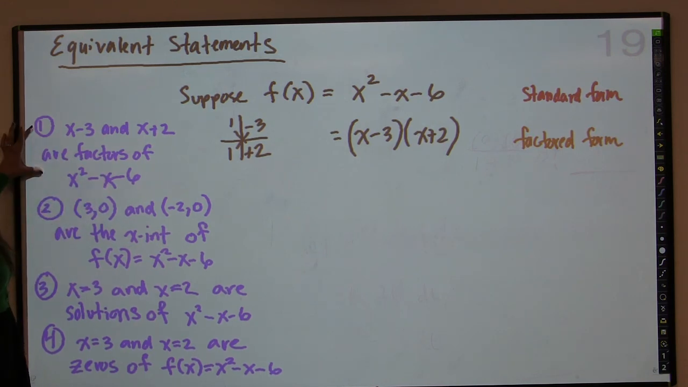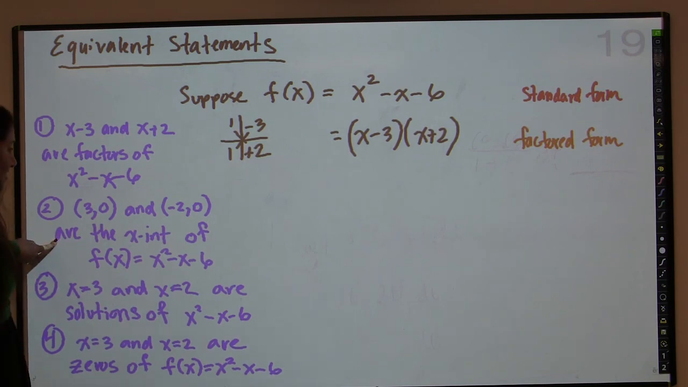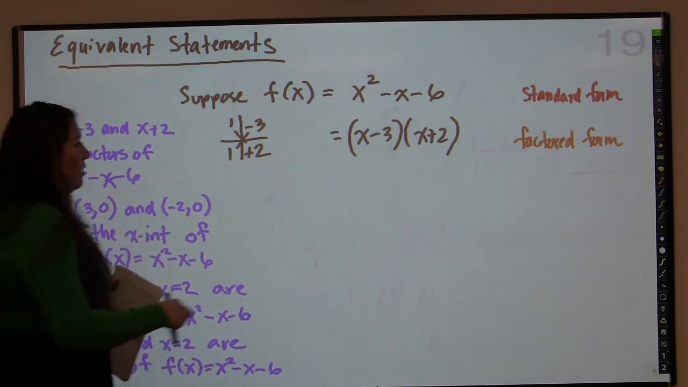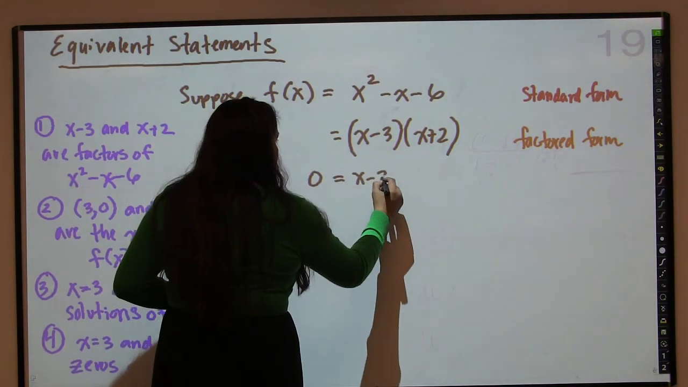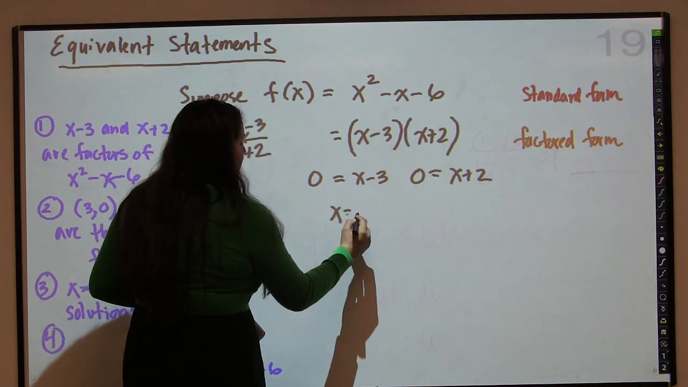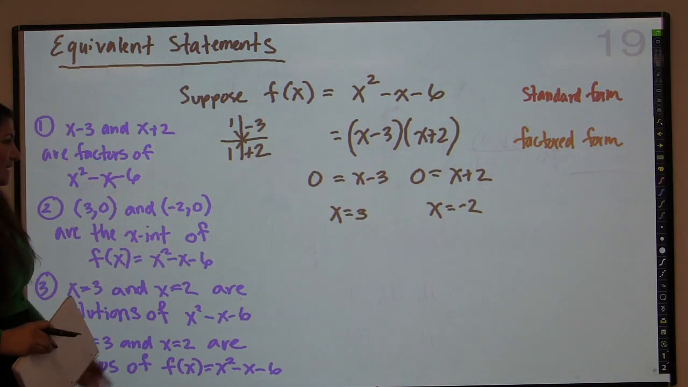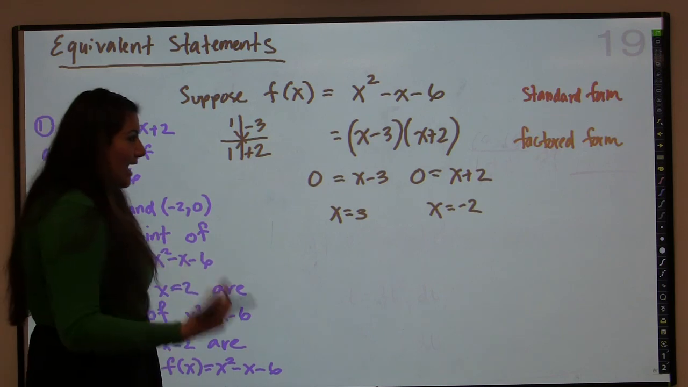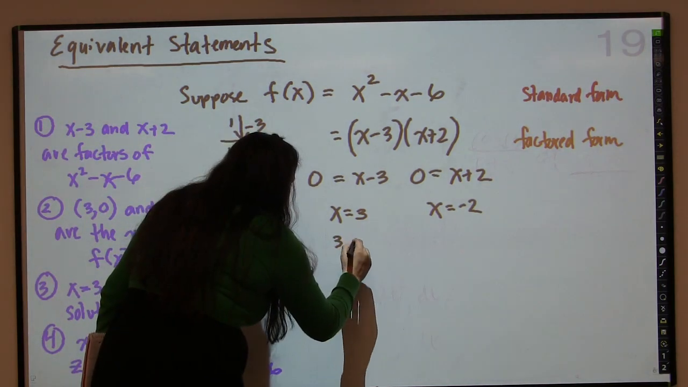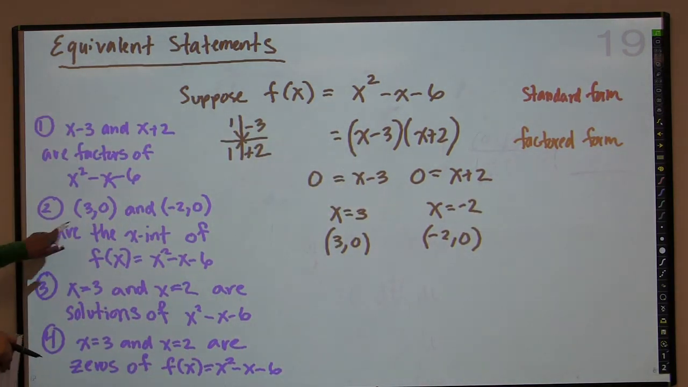That's the first statement. These are all equivalent statements. They all mean the same thing. They're just different forms in the process. So number 2, x-intercepts. We talked about that. If you make y equals 0, then you're going to get that x equals 3 and that x equals -2. If you make y equals 0 and you solve, you're going to get x equals 3 and x equals -2. So as the x-intercept, you would put x is 3, y is 0. X is -2, y is 0. So the second statement says 3, 0 and -2, 0 are the x-intercepts.